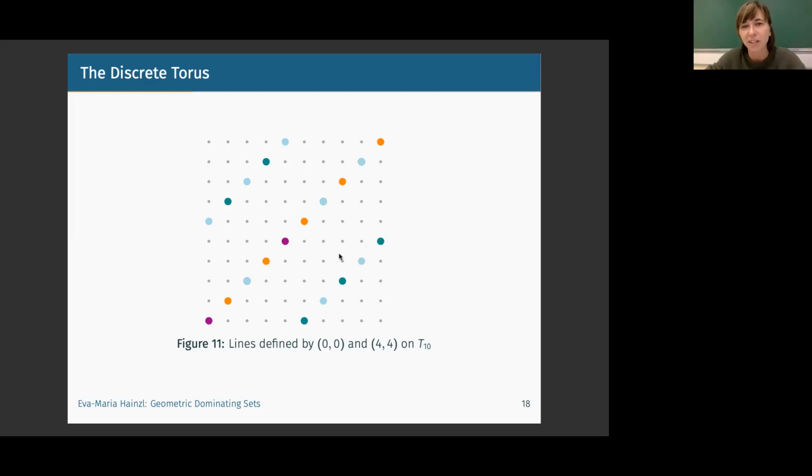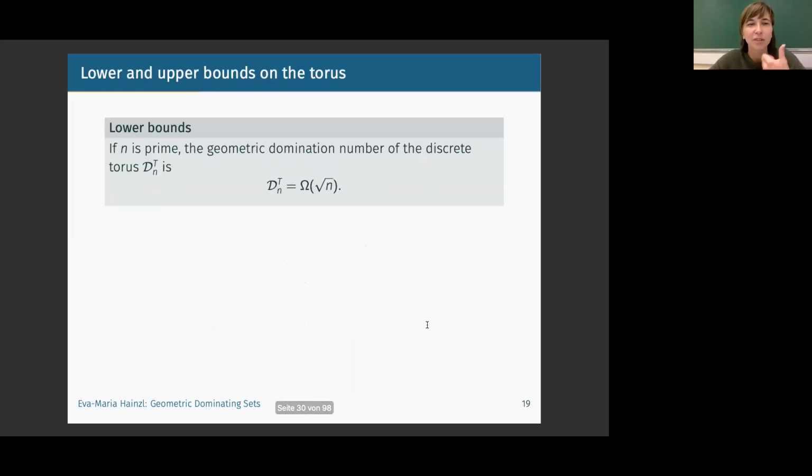And here we have already 3 lines, and they dominate twice as many points as they would if 10 were a prime number. So here we have really elementary number theory going on, or like trying things out and finding weird bounds. So what do we get from this? First of all, we can prove a lower bound if n is prime.